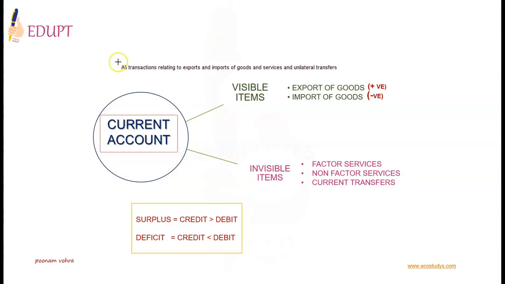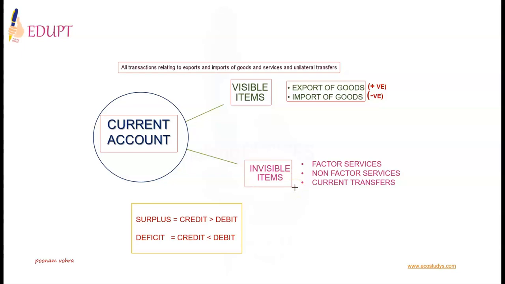Current account refers to an account which records all transactions relating to exports and imports of goods and services and unilateral transfers during a given period of time. Its components are visible items, that is, exports and imports of goods, and invisible items, that is, services.